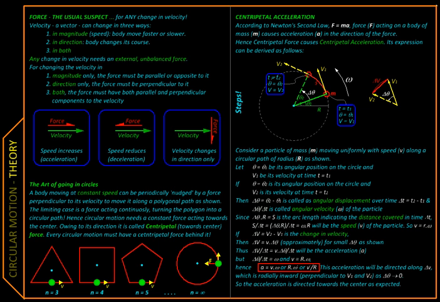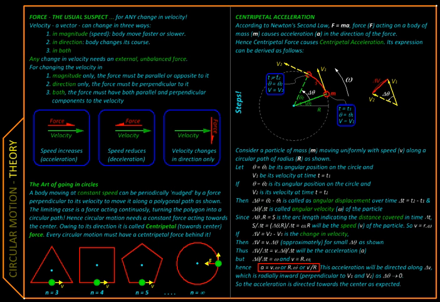So in general, it can change in three ways. Number one, it can change in magnitude. So the speed will change, or the body will start moving faster or slower. Number two, it can change in direction only. So without altering the speed, the body will just change its course. And number three, both speed and the direction might change.